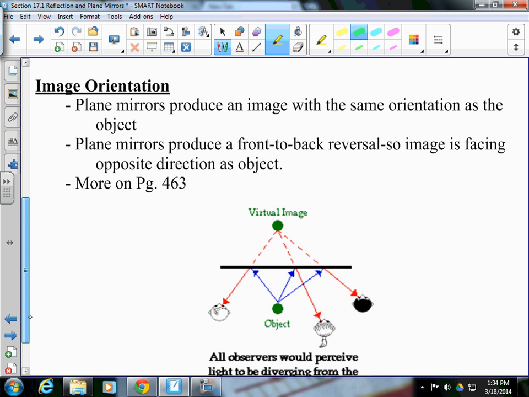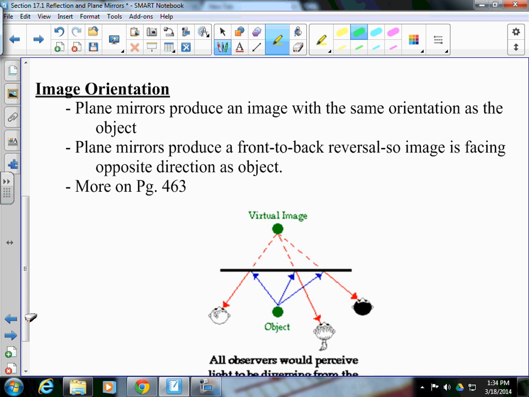Now a couple more things on image. Plane mirrors produce an image with the same orientation as the object, so everything's going to look the same, nothing should change. There's more on page 463 in your book about this, but really the key concept from today is the two equations we just got done talking about. Distance of the image is equal to negative distance of the object for a plane mirror, and hi is equal to ho, along with real versus virtual images.